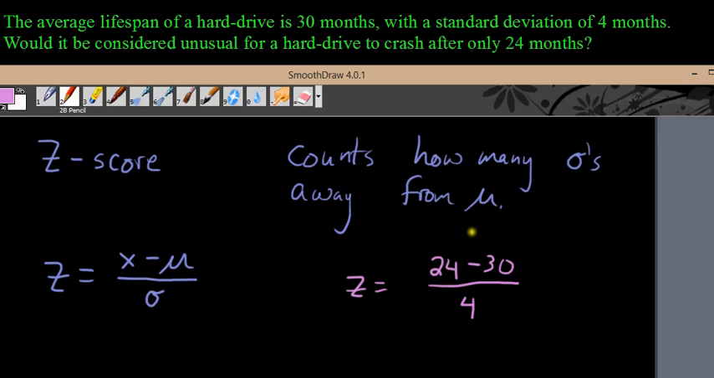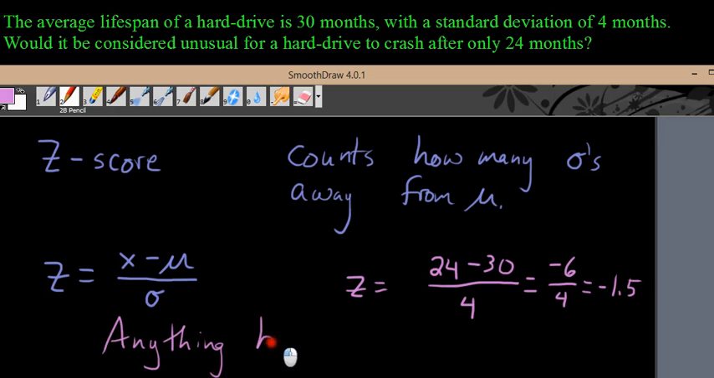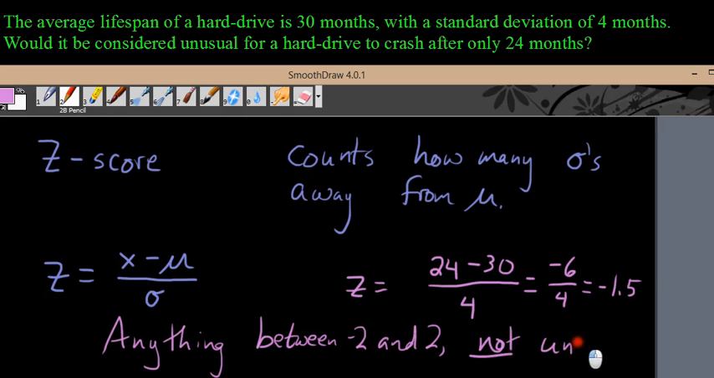And our result, we got our hard drive crashed in 24 months. Seems like we got shorthanded a bit. But let's see if that was actually unusual or should we have expected it. Well, 24 minus 30 is negative 6. Negative 6 divided by 4 is negative 1.5. Well, our empirical rule said 2 standard deviations is pretty common. This is less than 2 standard deviations away. So if you get a z-score, anything between negative 2 and 2 is not unusual. So even though we feel like we got cheated a bit, we should have planned for this to happen. Not that uncommon.